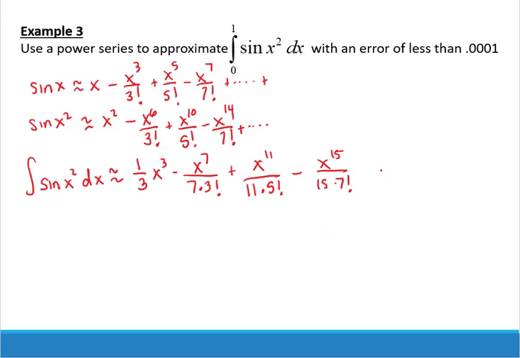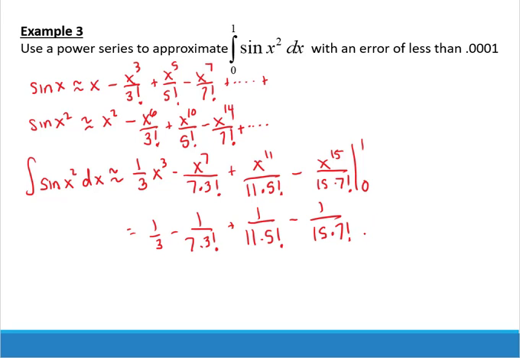If I plug in 0, I get zeros. So if I plug in 1, I get 1/3 minus 1 over 7 times 3 factorial plus 1 over 11 times 5 factorial minus 1 over 15 times 7 factorial. And I could keep going. We're going to see where we need to go. Okay, so what you want to look for is the term number that is less than this value. Okay, so we know this one isn't.